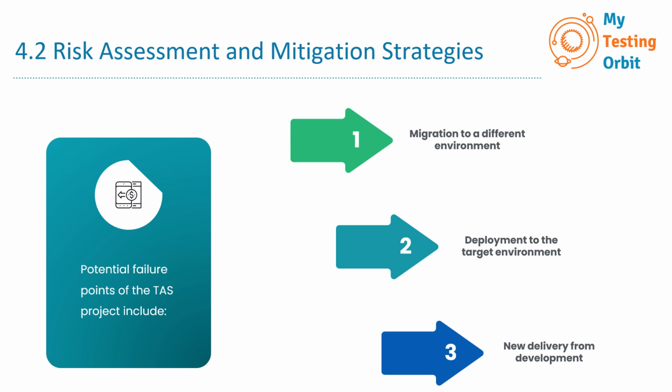So in summary, these potential failure points in the TAS project highlight critical moments where issues can arise and impact the effectiveness of automated testing. Proper planning, coordination, and testing of these steps are essential to mitigate risks and ensure the success of the TAS project.